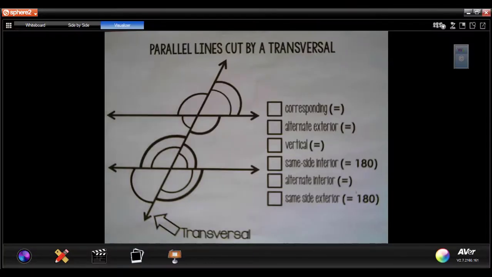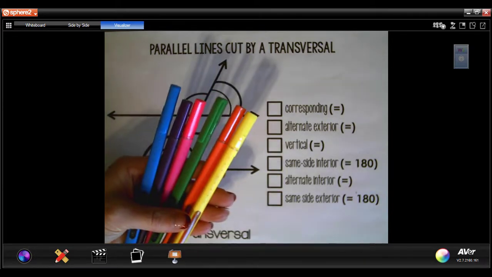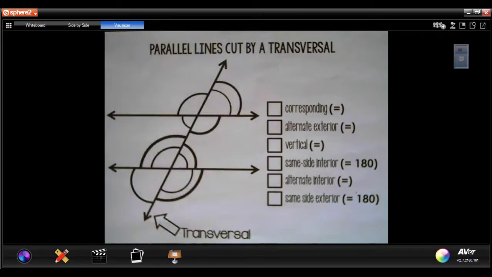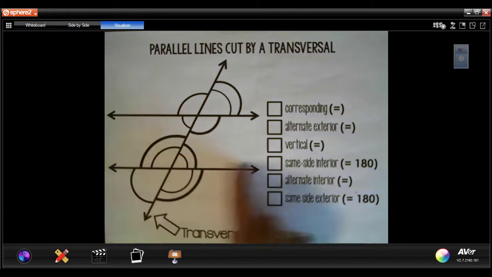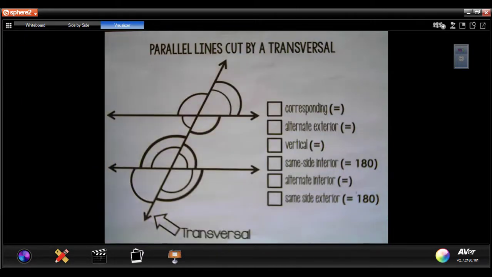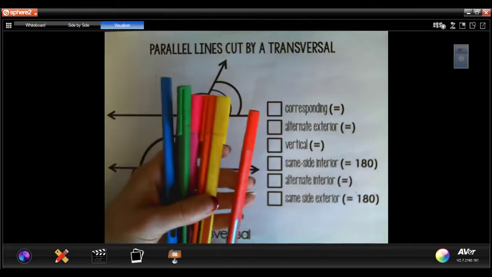All right, so I have this taped down so that we can see the whole thing as I'm going over this. Now you are going to want to get 6 different colors. Okay, so I have my colors ready to go. These are two parallel lines. This is the transversal. All right, so I'm going to go ahead and get a 7th color.